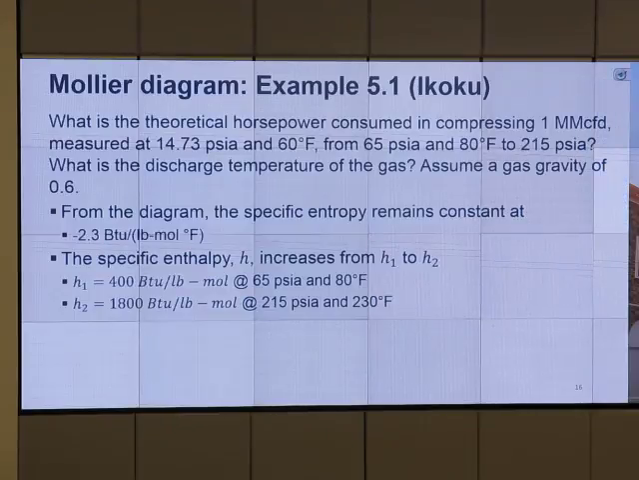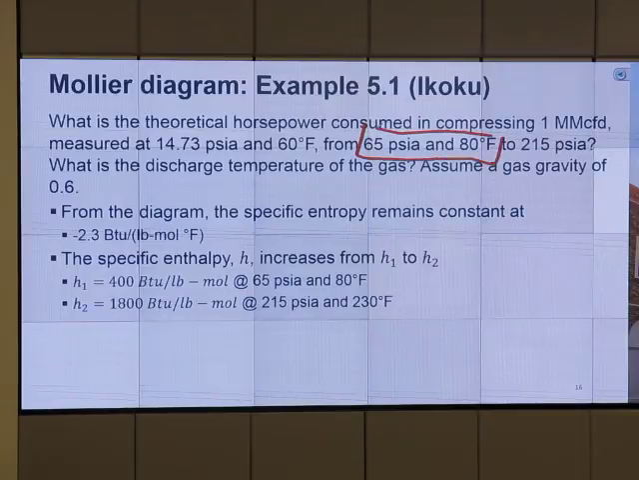We know that when we compress it, it's going to be hotter, right? You agree? If your answer is lower than 80 F, then it is wrong for sure and should not be forgiven. It should be hotter. Next step, we look at the chart. When we do theoretical horsepower, entropy, or S, stays constant. We look at the entropy at 65 psia and 80 F.